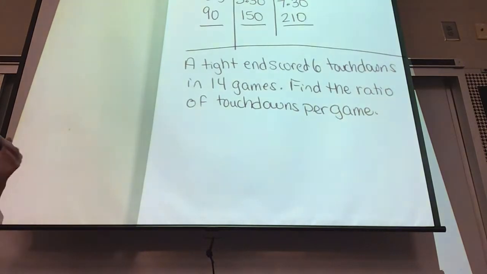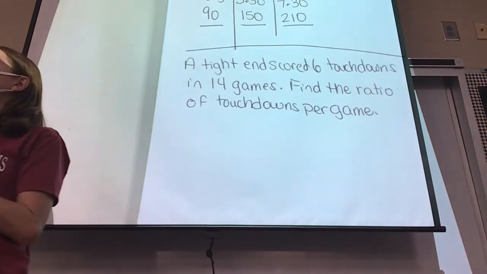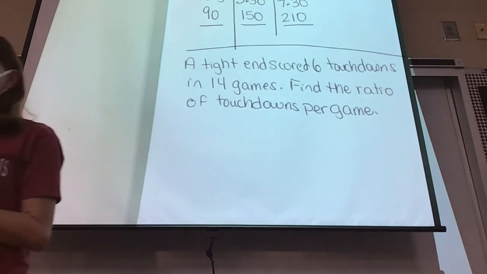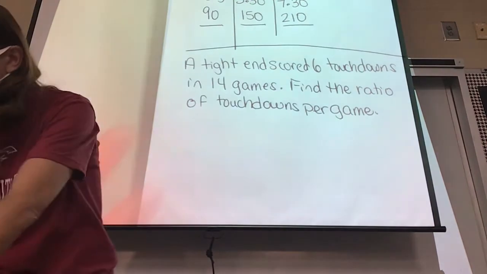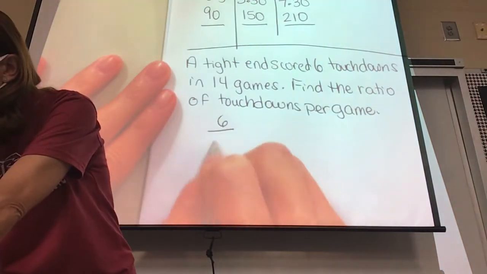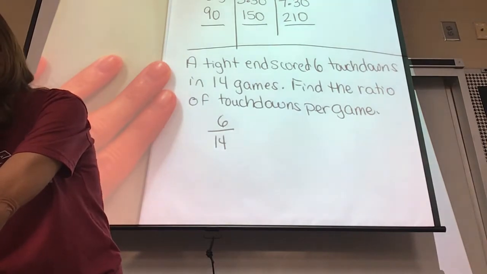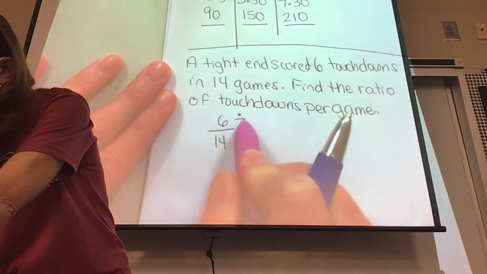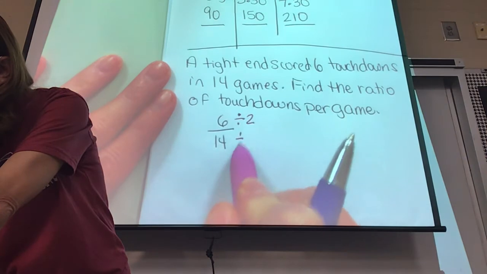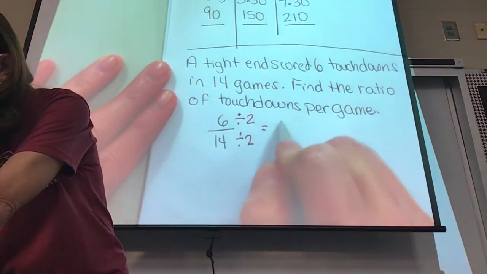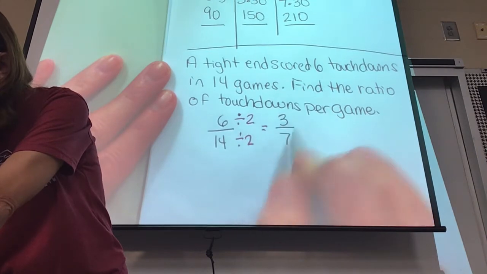But can we do anything with 6 and 14? Remember, these are still fractions. You still have to reduce if possible. So can we do anything with 6 over 14? Yes, 3 over 7. You can divide them both by 2. They are still fractions. They still have to be reduced if possible. So it's going to reduce down to 3 over 7.